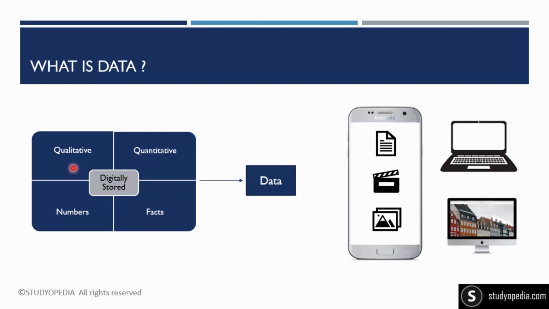Qualitative can be your messages like hi, how are you, hope you're doing well, on WhatsApp you can say. Quantitative are numbers, and facts can be any fact. These all are digitally stored, which we call data. Remember that data is a plural term. The singular form of data is datum. Okay, now let's move further.